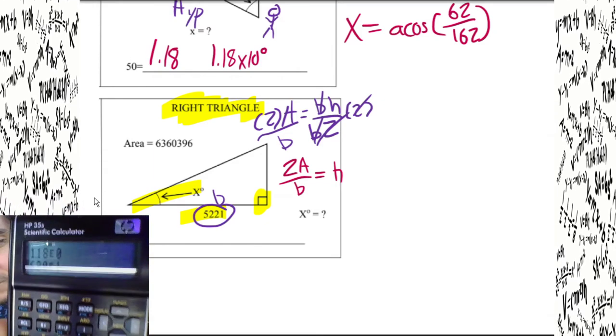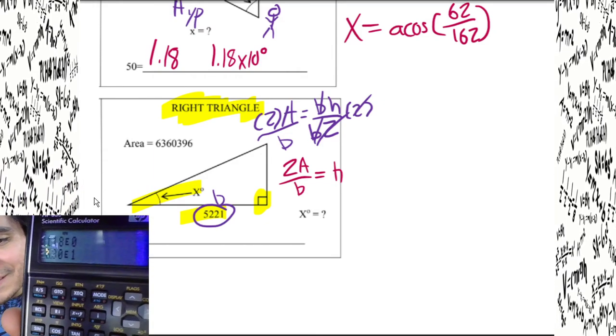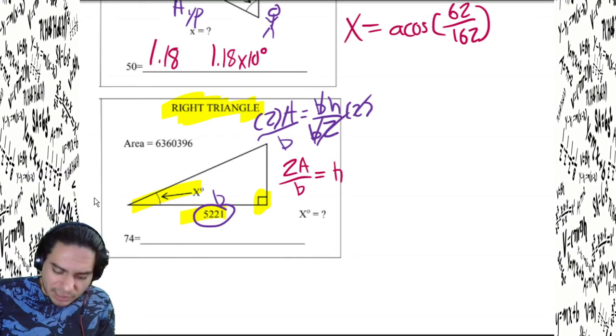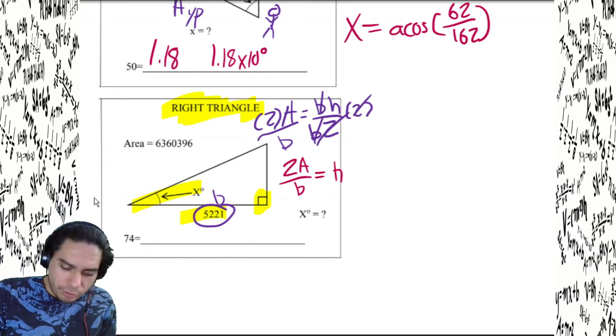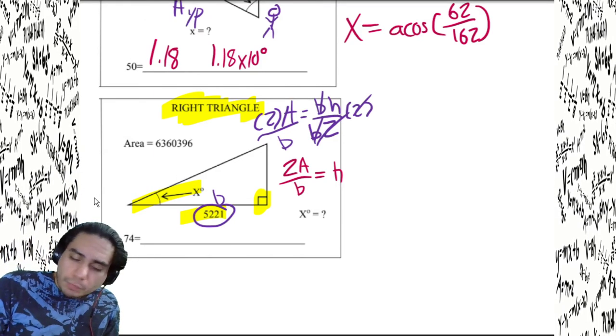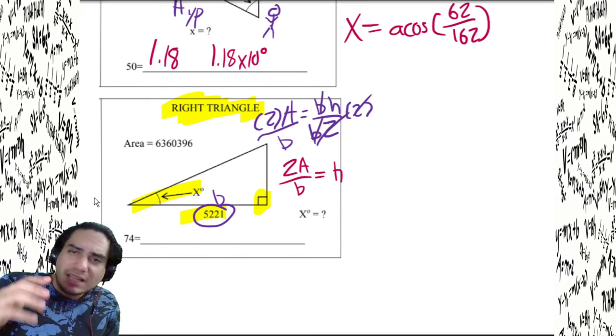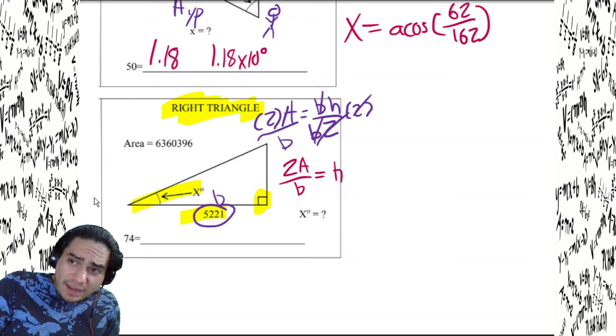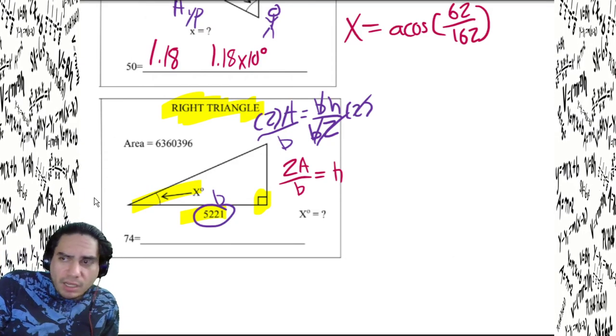But see, the problem is, it actually already enters that number into the calculator. We're not going to use 63. We got to use that 63, 6, 0, 3, 9, 6. We're gonna use all of that. Okay, so that's the first step. Then we're gonna hit 2 multiply. I got 1.27 times 10 to the 7th. Hopefully you're following along. Then we're gonna get the base, 5221, and then hit divide.